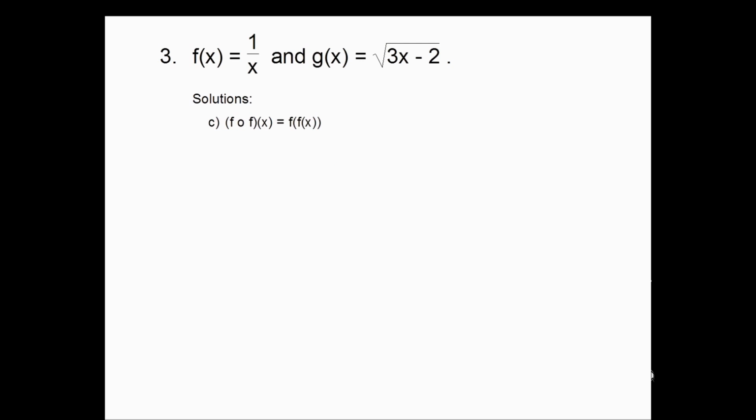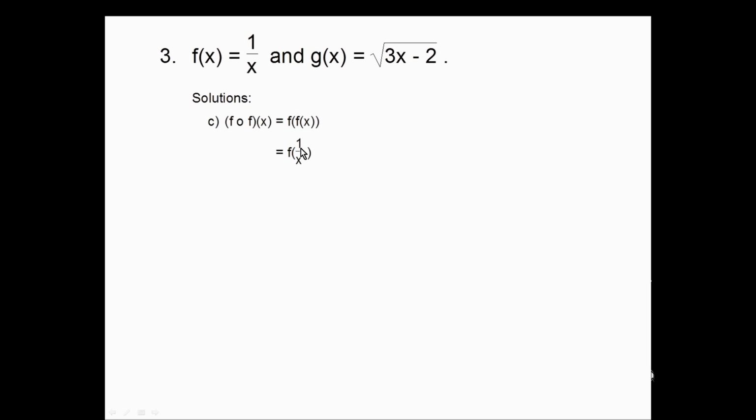Oh, what about part C? f composed of f of x. So that's f of f of x. So replace f of x by what it is. It's 1 over x. Okay, if you notice what f of x does, it says flip it over. So this says flip over 1 over x.